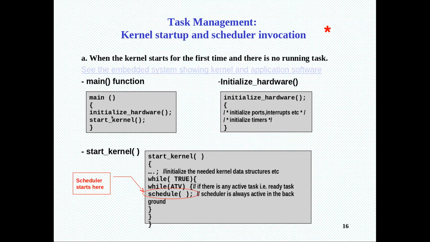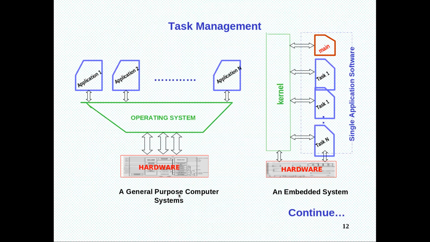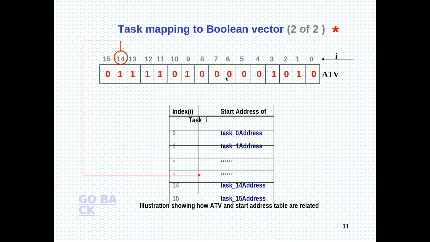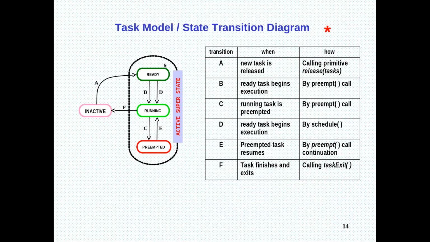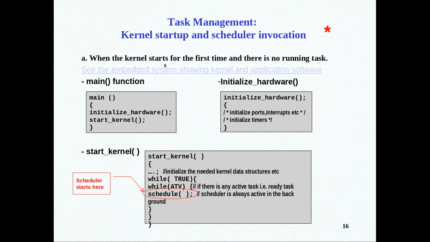When you initialize the hardware, depending on the hardware that you have, if it's a microcontroller, you will be initializing the ports and interrupts very specific to the application on which this kernel is going to be deployed. And the start kernel essentially checks if there is any active task in the active task vector, then it invokes the call schedule. Essentially what the schedule does is, it keeps an eye on this entire ATV vector, and if ATV is not equal to 0, that means there is one bit set and it identifies the most significant bit, and that particular task is deployed or scheduled, right? That is how things are done.